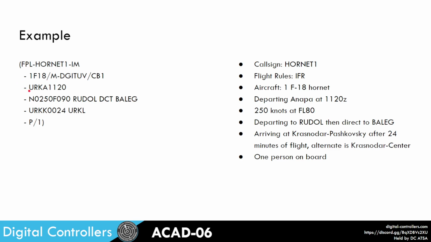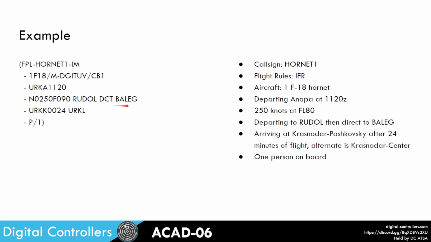We then have the departure aerodrome and departure time. In this case, they will be departing ANAPA at 11:20 Zulu. Following this, we have the speed, in this case 250 knots, and the cruise level at flight level 90.